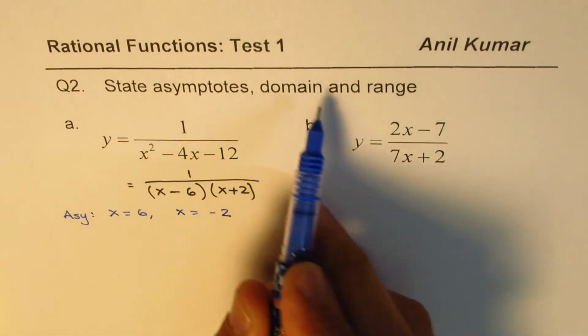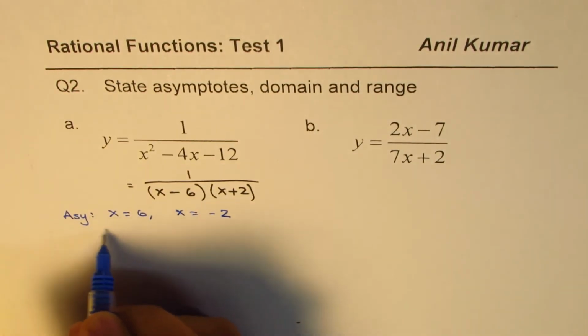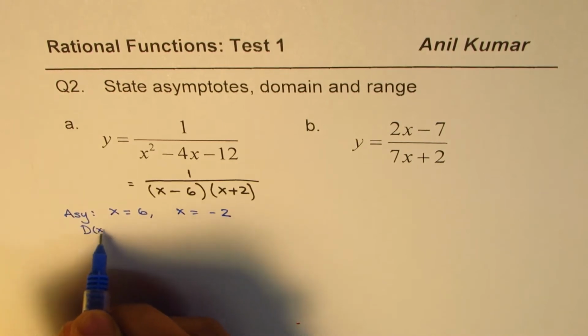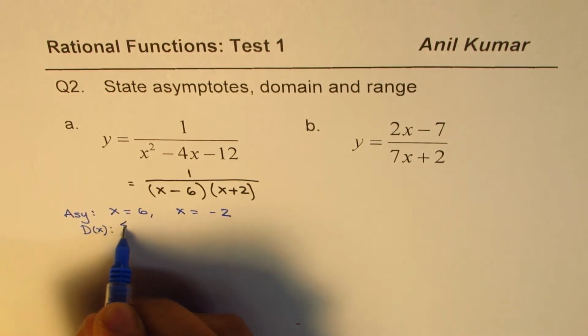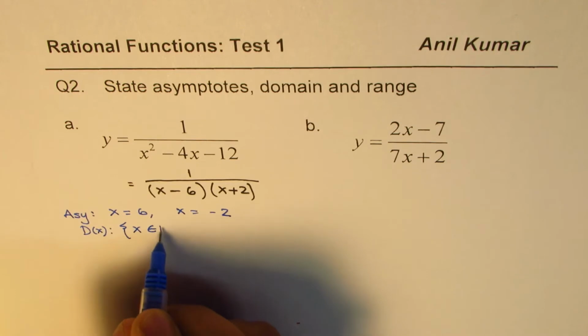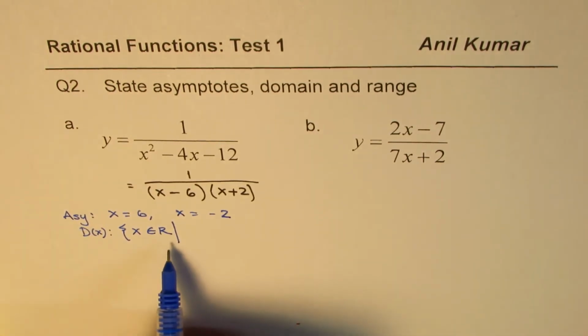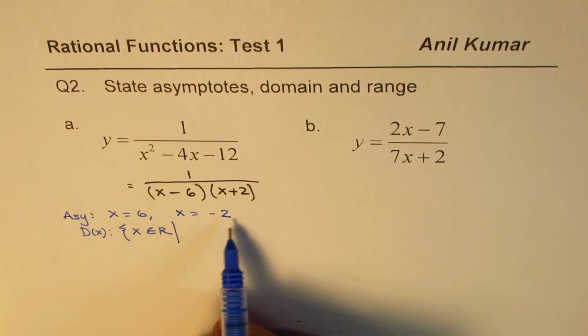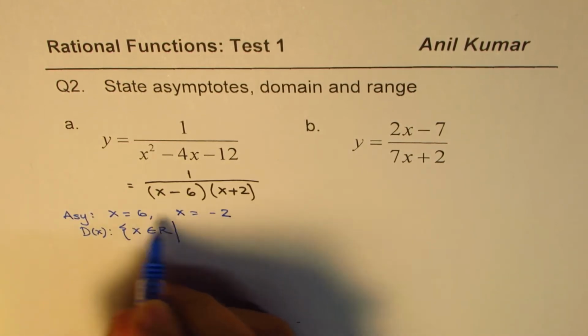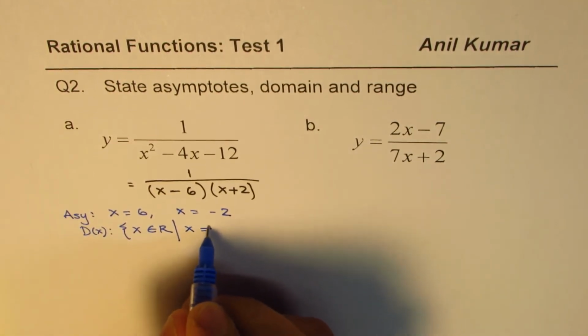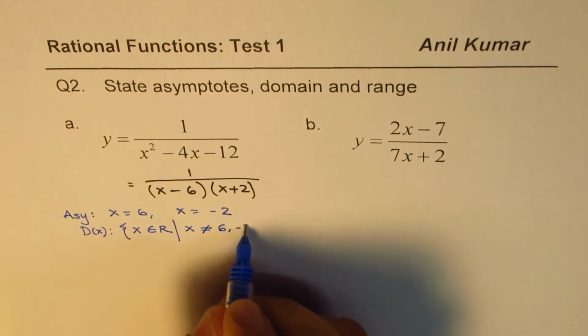We can also write the domain of the function. In short, I'm writing everything: x belongs to real numbers. And what will it not have? It will not have these 2 points, clear? So x is not equal to 6 or minus 2, right?